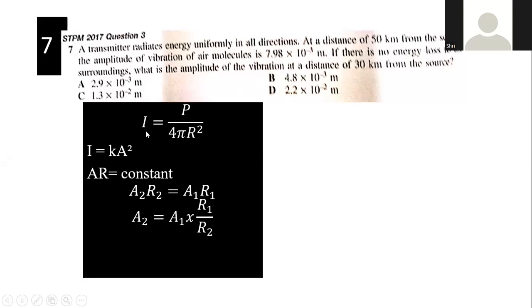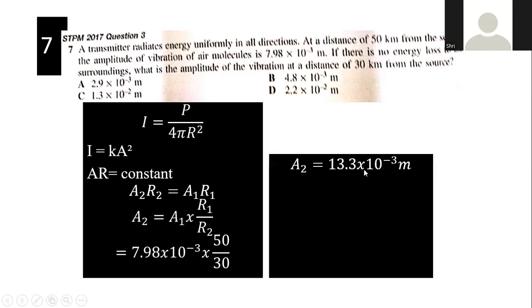These two combined. Replace this I with that, KA squared. Then take the R squared up. R squared and A squared is equal to a constant. The others are variables, the others are different. Then just square root it. Square root is still a constant.